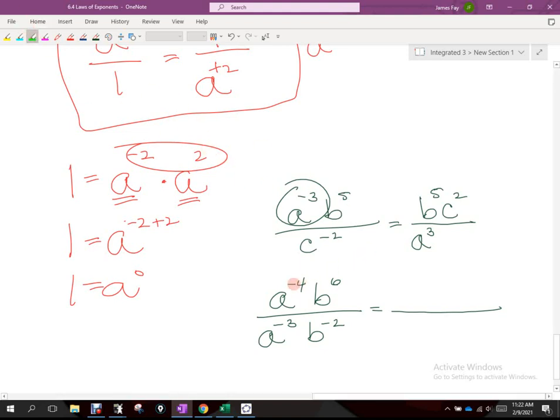So what are you going to do with that thing right there? Bring it down. So it'd be a to the 4th down there, right? What are you going to do with that b to the 6th? Keep it up top. What are you going to do with this a to the negative 3? Up top. And now we're going to do this b to the negative 2.